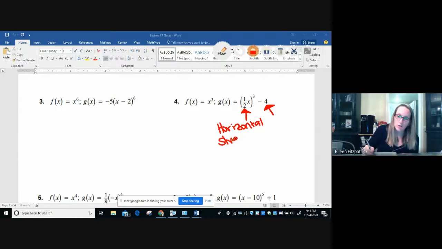stretch by a factor of 2. And that minus 4 on the tail end is going to translate 4 units down.